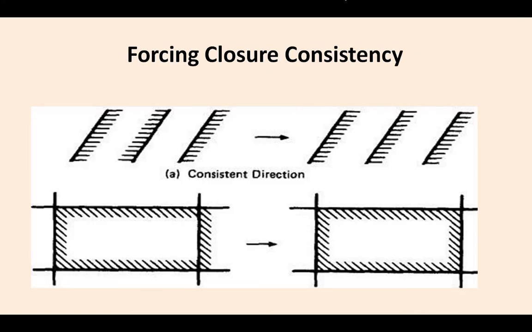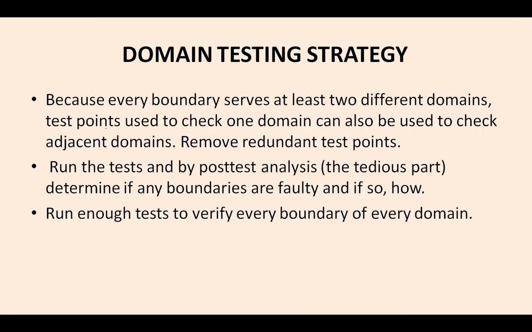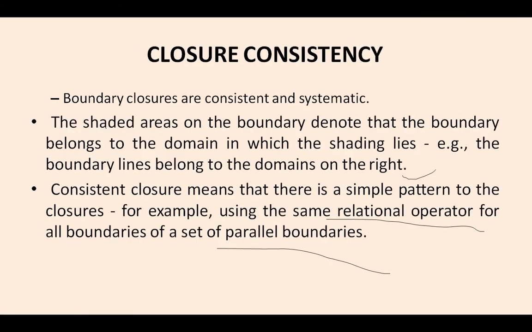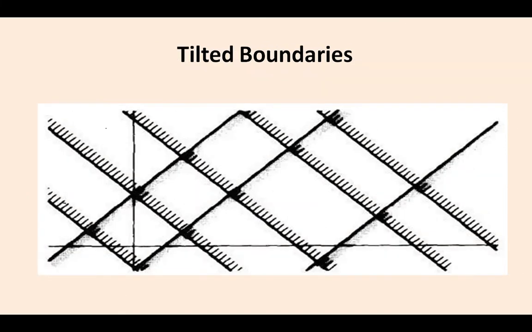Right. The next one is forcing closure consistency. What is the meaning of forcing closure consistency? That means some tilted boundaries will be there, and those should maintain a unique direction. I just told you in the previous slide about this. See here, where we have seen this. First example, I will show once again. We have already seen this. See here, all are maintaining unique lines, all are maintaining the unique direction, the same direction, from bottom to top. Okay, not in a non-unique direction.